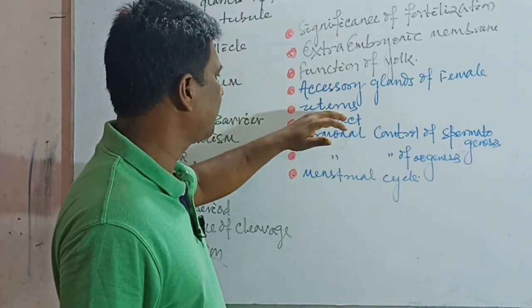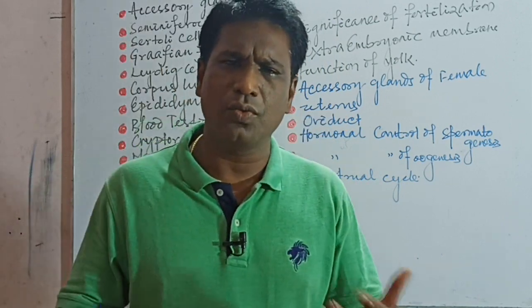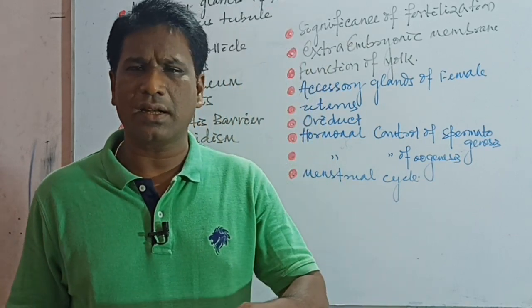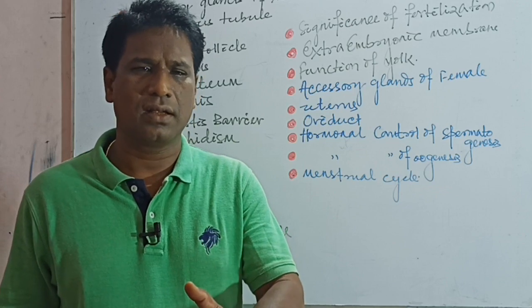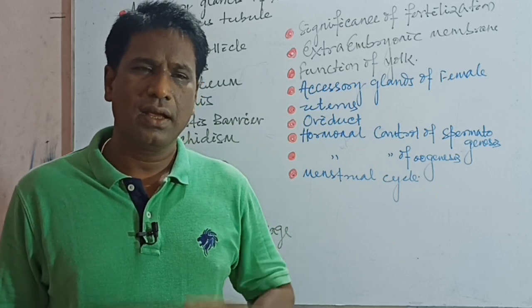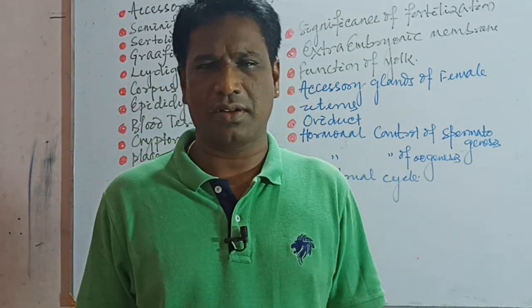Next one is uterus. It is otherwise called the mother's womb. The uterus houses the developing embryo till parturition. That state is called pregnancy. The uterus is an inverted pear-shaped structure.